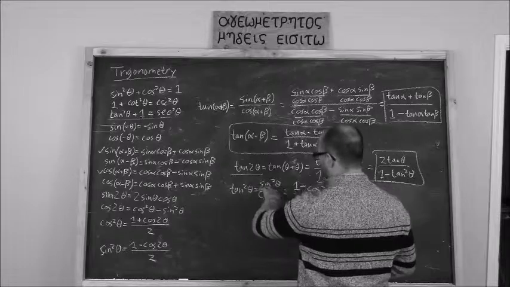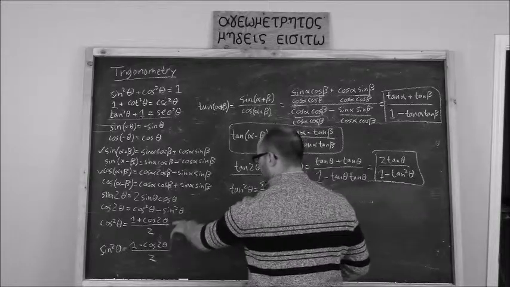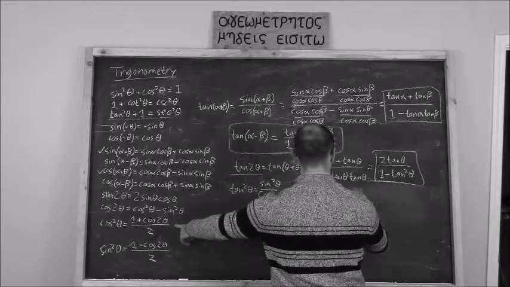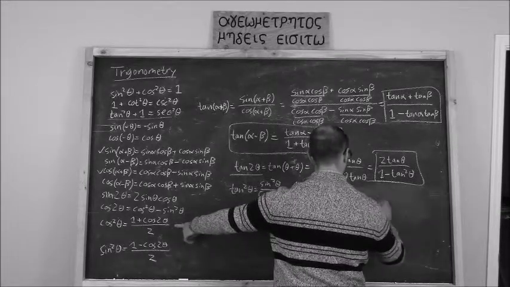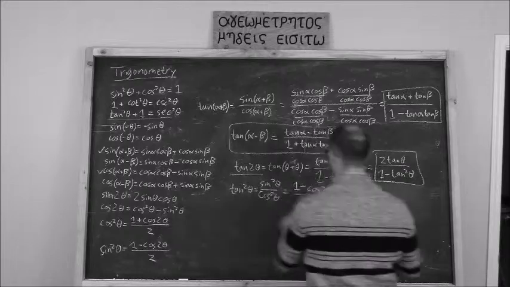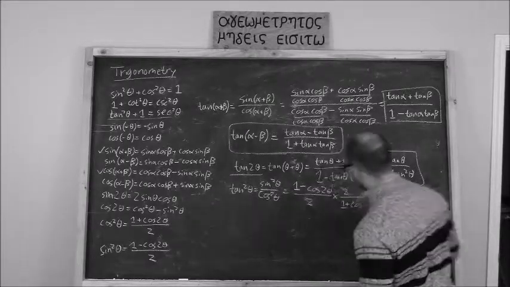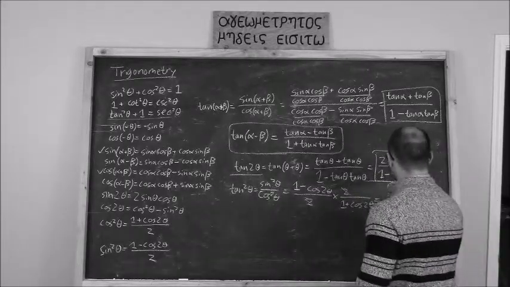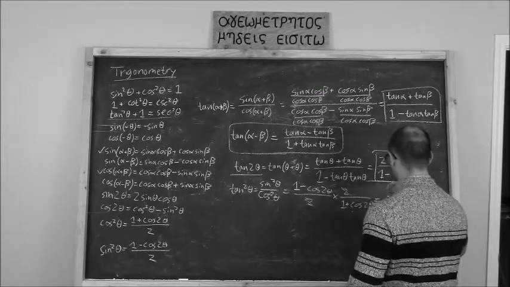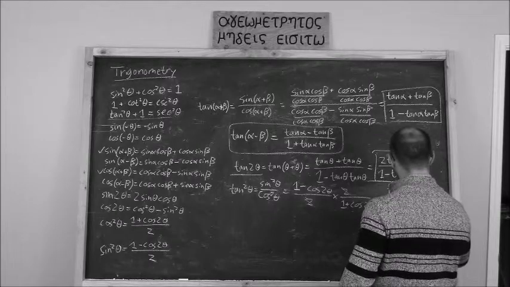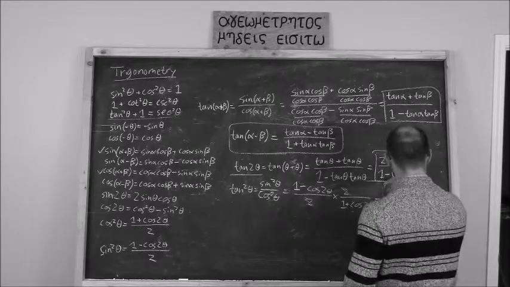Now, dividing is the same as multiplying by the reciprocal. So that's going to be 2 divided by 1 plus cosine 2 theta is equal to, my 2's cancel out, 1 minus cosine 2 theta over 1 plus cosine 2 theta.